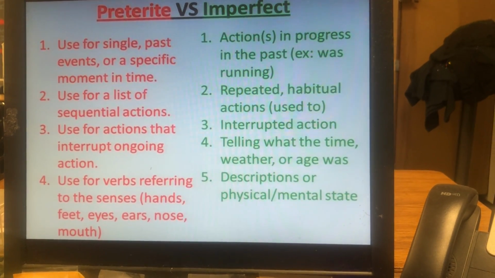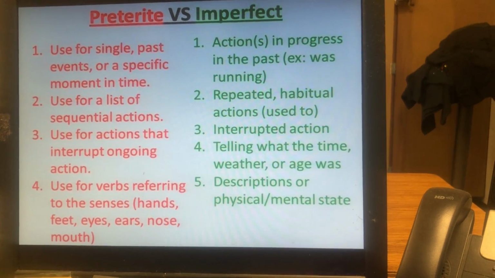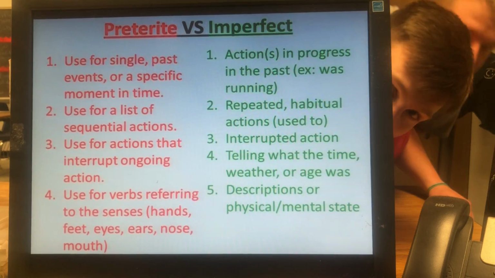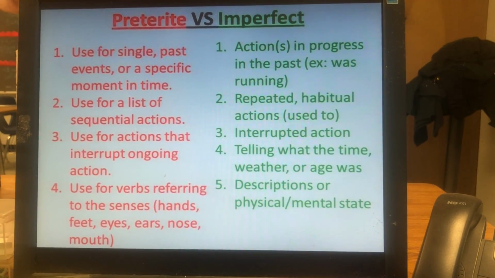Okay, the next thing is imperfect. Action. It's in progress. I think you're breaking the 6-foot rule again. Okay, now you went away. Action in progress in the past was running, repeated habitual actions, interrupted actions.